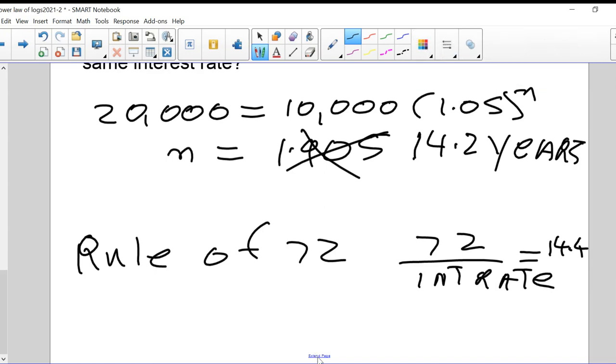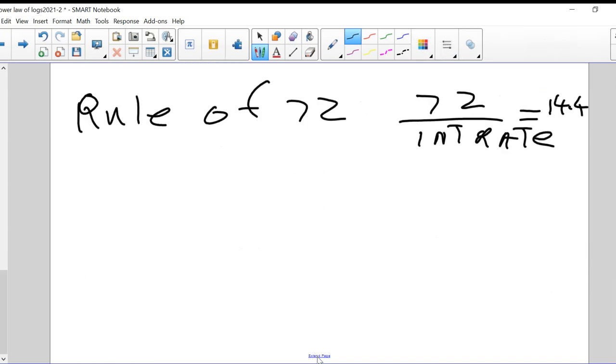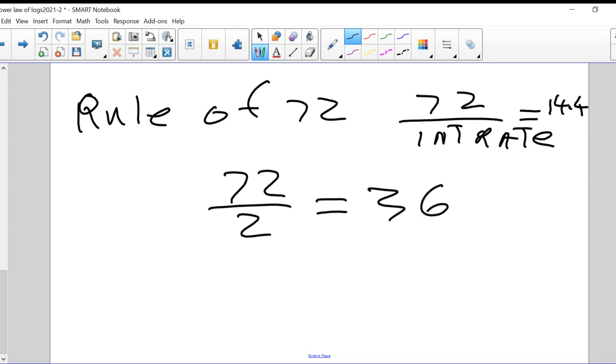I want you now to do the same thing. I'm going to use the rule of 72 and give you a rate of interest that's more realistic. Let's use 2%. So if it was a 2% interest rate and I want to double my money, then 72 divided by 2, of course, is equal to 36. Let's do the same thing with logs, though.